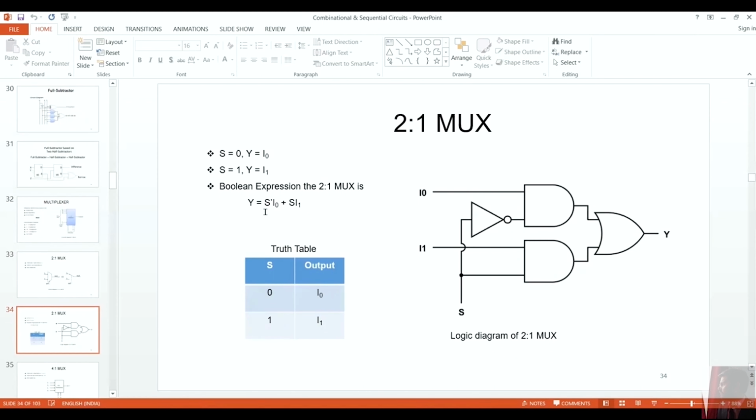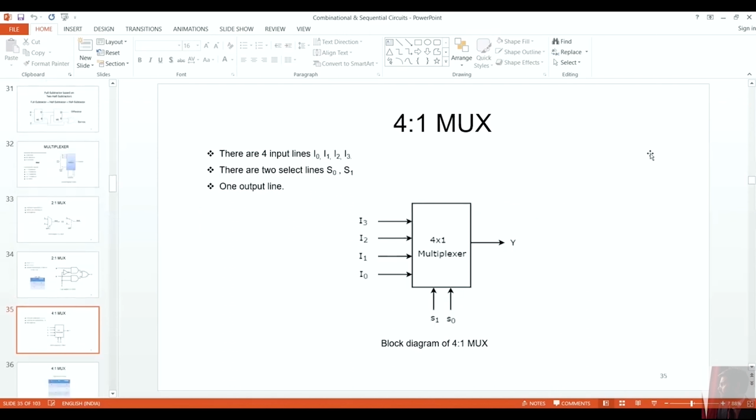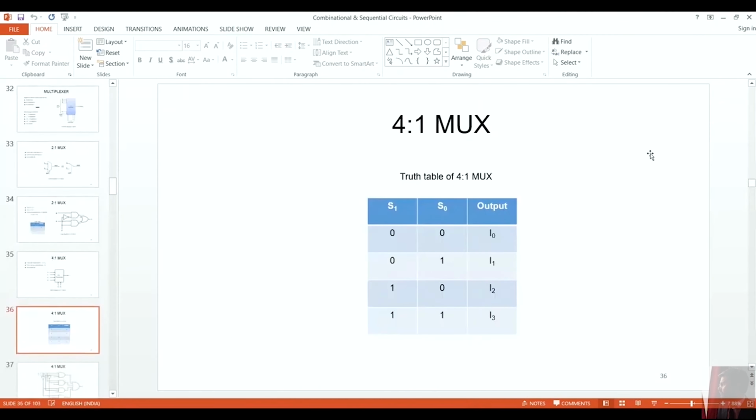Similarly, if I talk about a different type, let's say I have 2 select lines. Then I would have S0 bar S1 bar, then S0 S1, then S0 bar S1, plus S0 S1 bar. So 4 different permutation combinations I would have when I'm having 2 select lines. You will see in a 4 to 1 multiplexer that you will have 2 select lines in front of you. So again, how many inputs am I having? I am having 4 inputs. The output is 1. How many select lines would I have? 2, right? Because 2 raised to power 2.